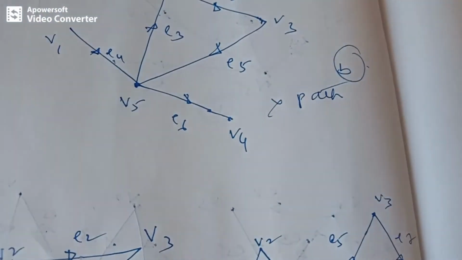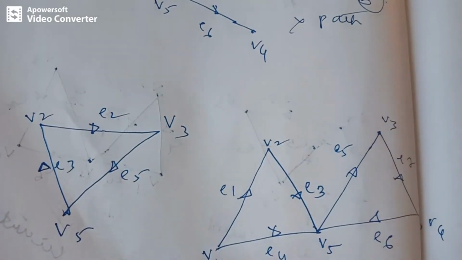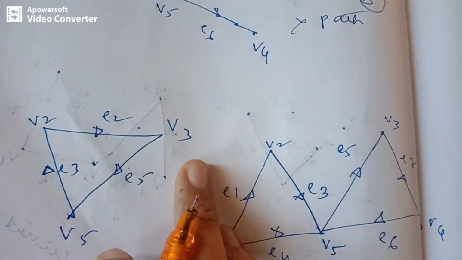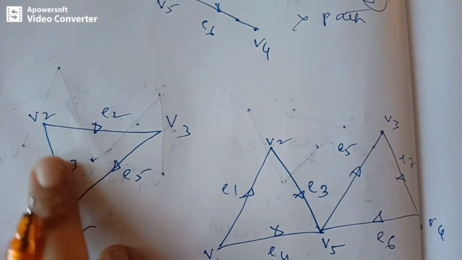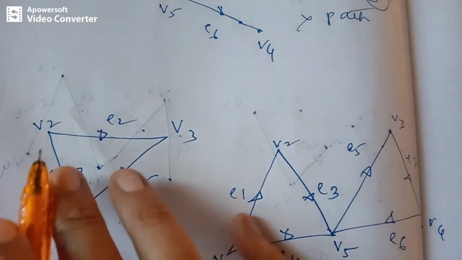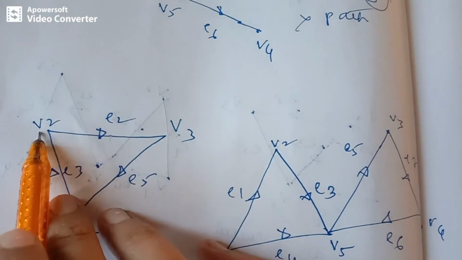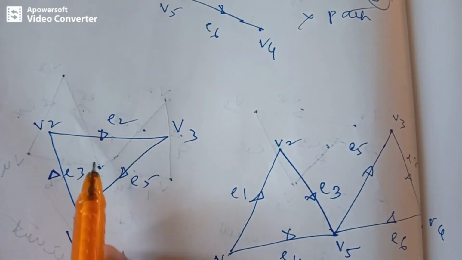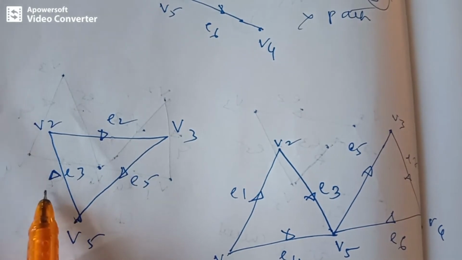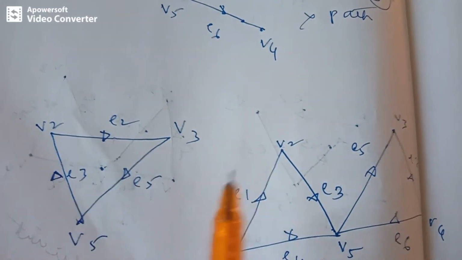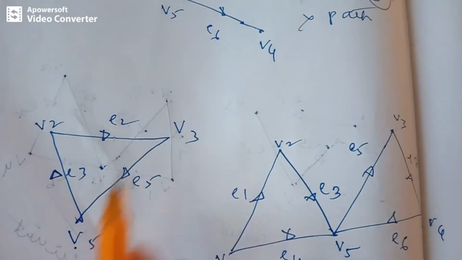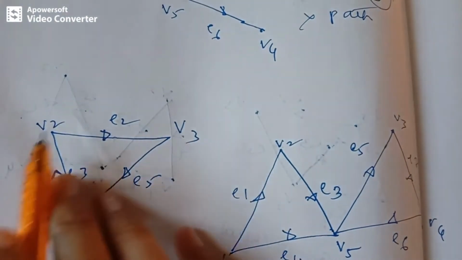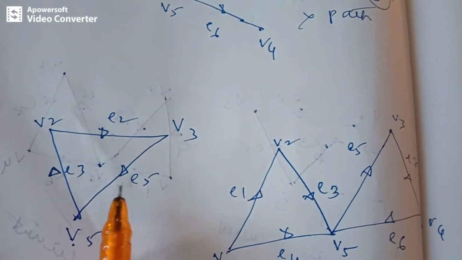Okay, so next let's see these two examples. In the first figure, the walk starts from V2, E2, V3, E5, V5, E3, V2. So it is a closed walk. That means it starts and ends at the same vertex V2. No edges are repeated. Next, the intermediate vertices are V3 and V5. They are different.